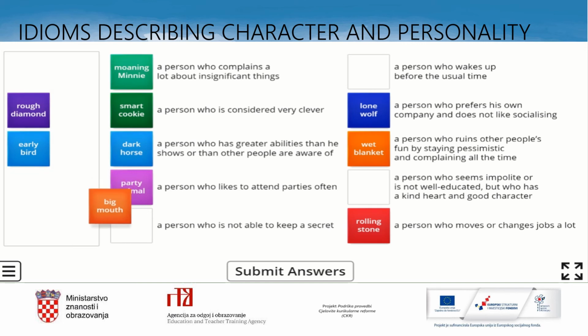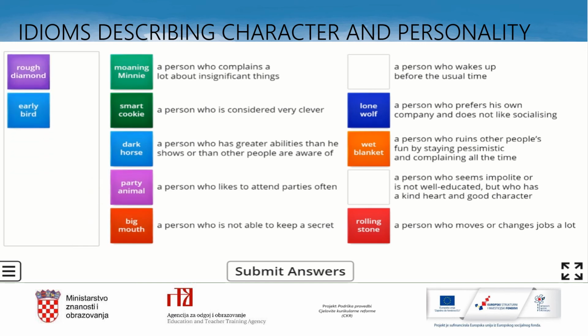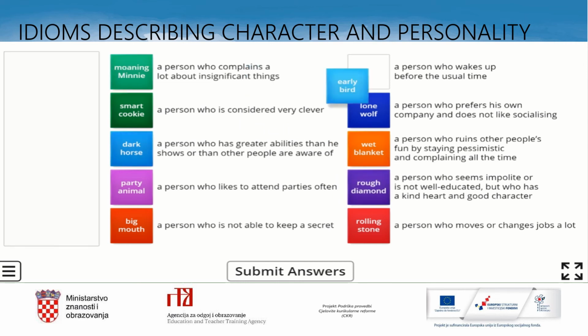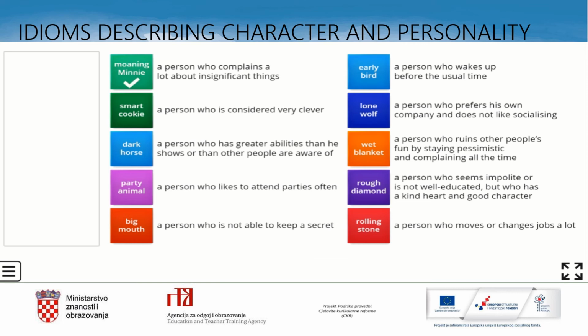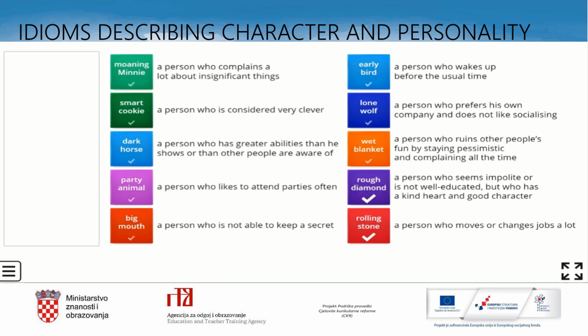If you complain a lot, you are a moaning Minnie. Big mouth, person who isn't able to keep a secret. Rough diamond, a person who seems impolite but who has a kind heart and a good character. And an early bird is a person who wakes up before the usual time.